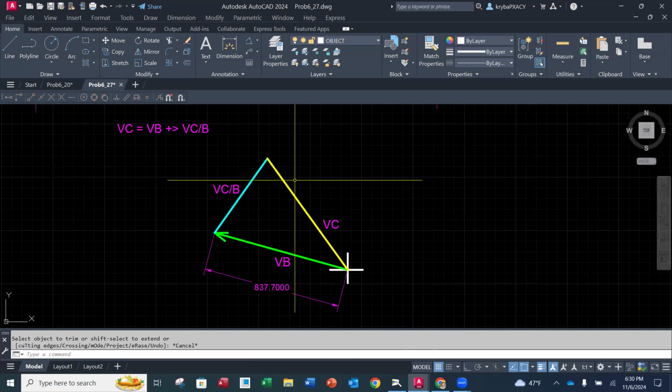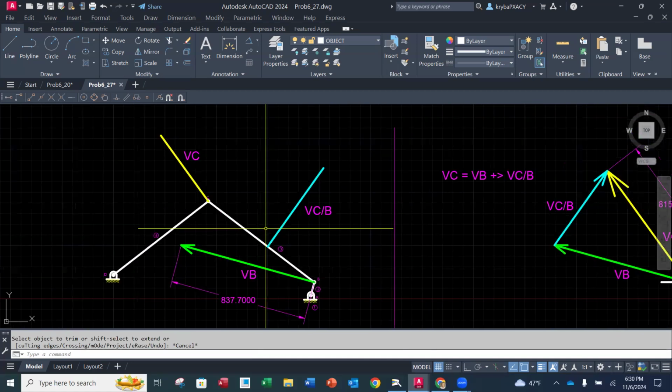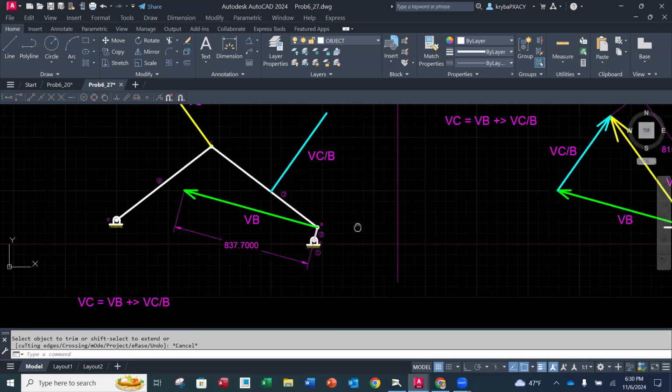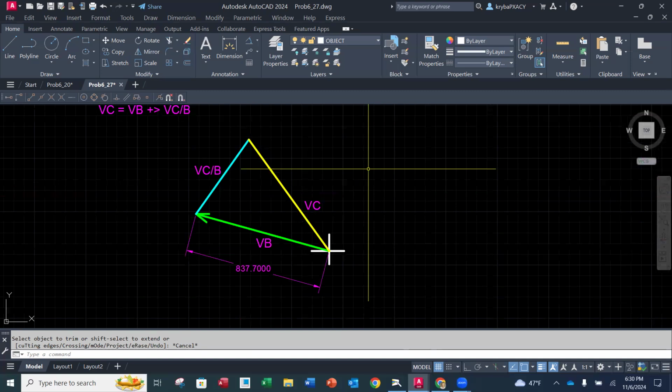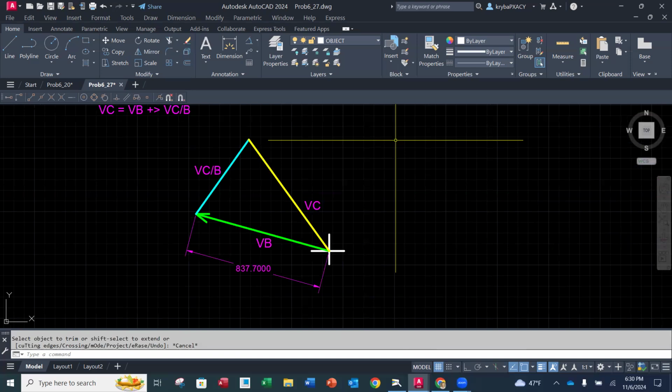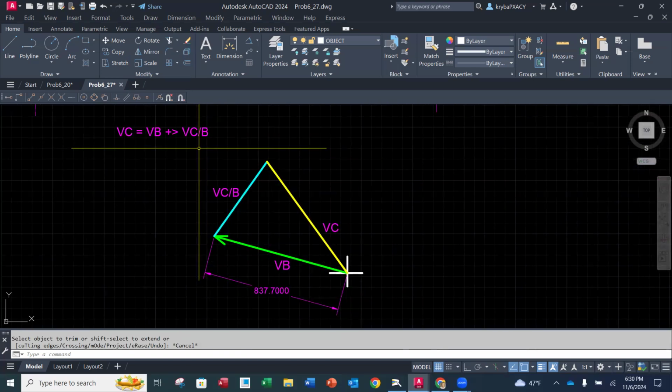And again, using lines that are perpendicular to the appropriate links here in our kinematic diagram. So that's why we have to draw a good kinematic diagram to start, and then we're using that to get these directions. Now, arrowheads. Let's start with the velocity of C relative to B.